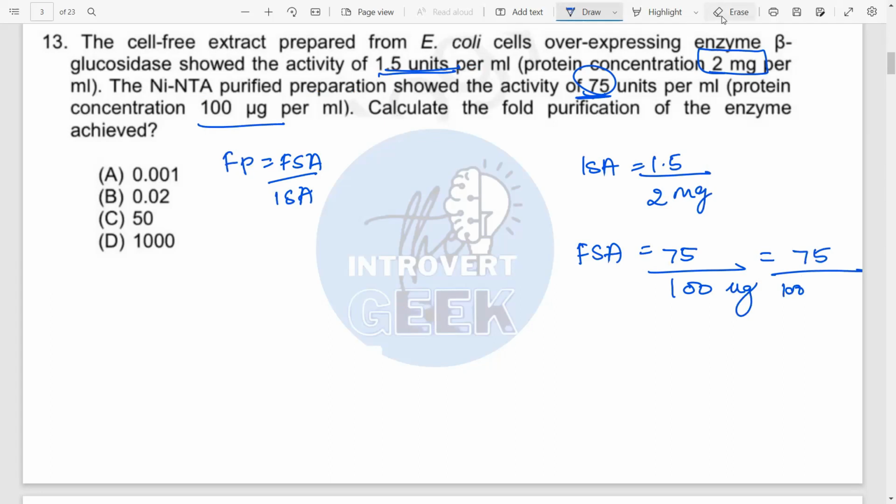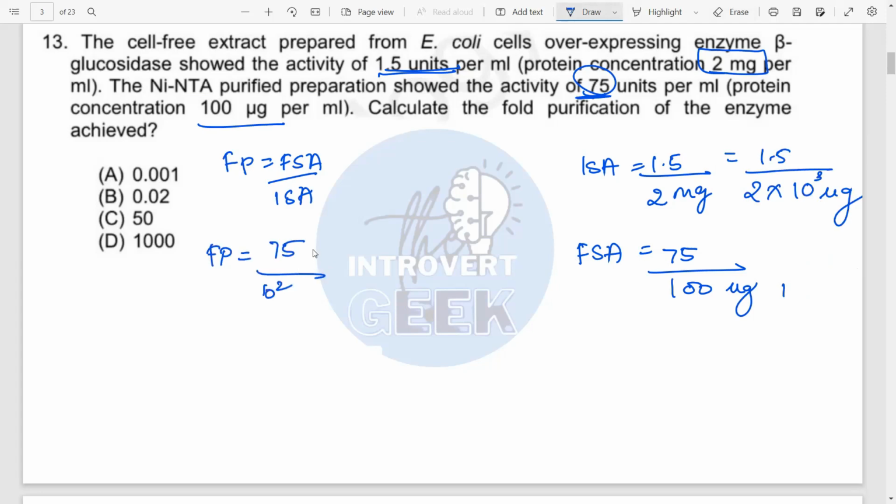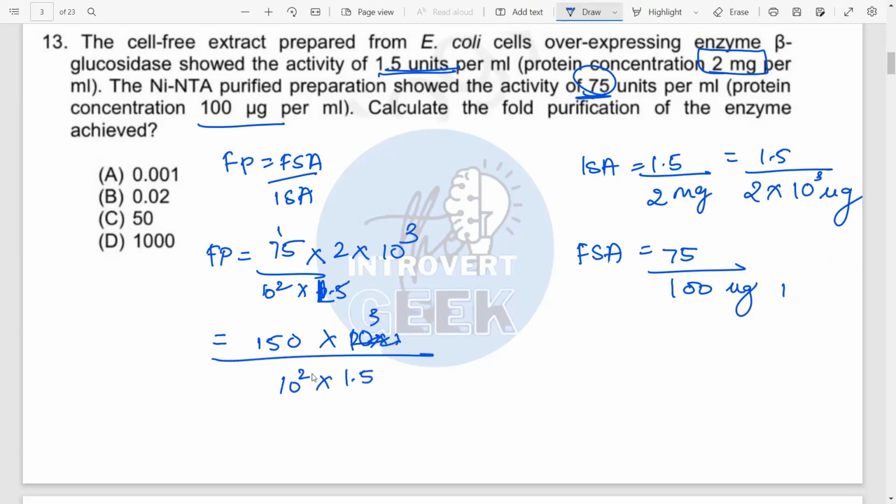Sorry, we need to convert the mg into microgram. So that will be 1.5 divided by 2 into 10 to the power 3 microgram. Don't solve it, just simply substitute over here. So fold purification will be 75 divided by 100, which is 10 raised to 2, into 1.5, and 2 into 10 to the power 3 will come up, right? Now, if you solve this, it comes out to be 15 into 2, 10 to the power 3 divided by 10 raised to 2 into 1.5. So now obviously if you multiply this by 1.5, you will get 150. So this gets cancelled out.